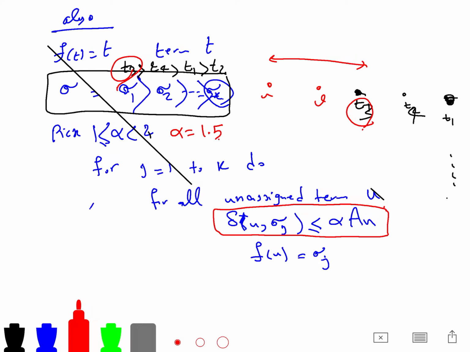And alpha should be, for example, we pick alpha as 1.5. Because the distance between U and T3 is smaller than 1.5 times this distance, we can assign both U and V to T3. It's like a mother that T3 protects them. U and V are assigned to terminal 3. So we have protected them.